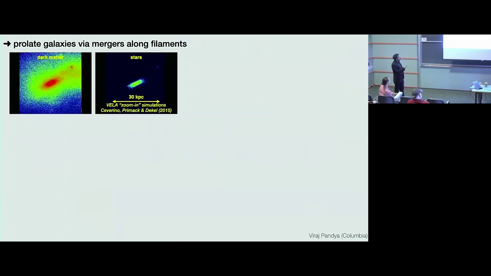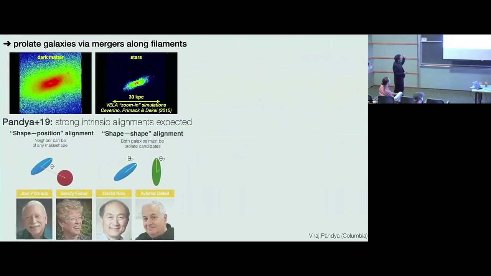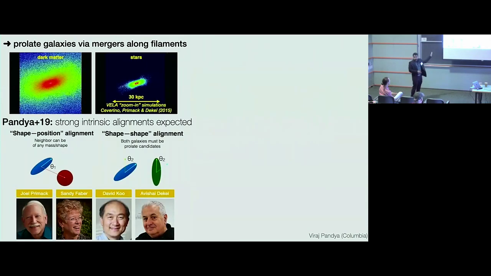About a decade ago, Ceverino, Primack, and Dekel showed that prolate galaxies actually form naturally in CDM due to mergers that happen along filaments, with the filaments dictating the mergers along a preferential direction, the direction of elongation. Right? And motivated by this is how I got into this field in the first place. So I worked with my advisors at the time, Joel Primack, Sandy Faber, David Koo, Avishai Dekel, to propose in a paper that if this story is true, we should see strong intrinsic alignments between these elongated galaxies as they trace out filaments of the cosmic web at high redshift.